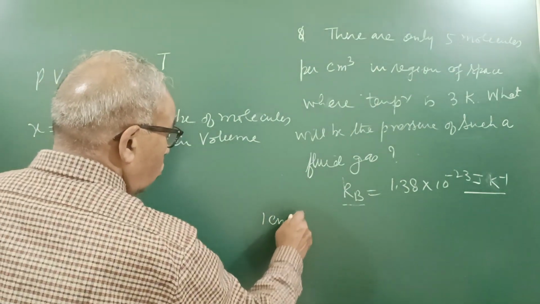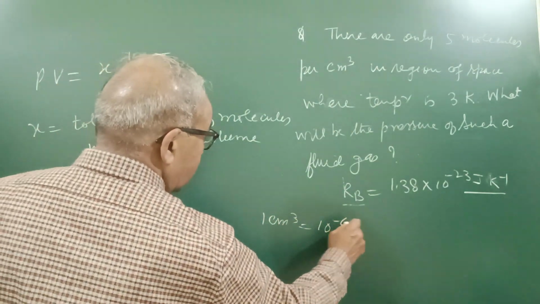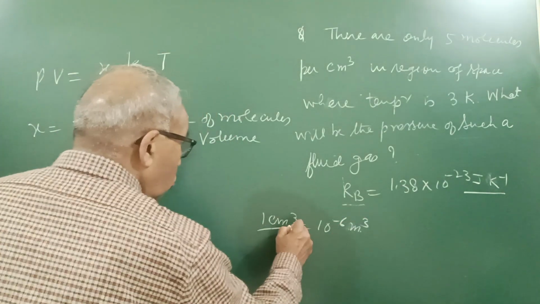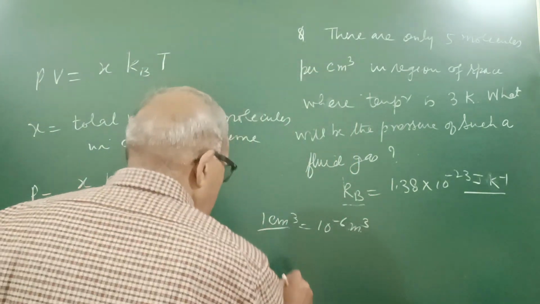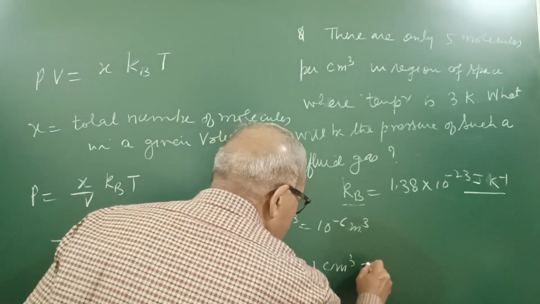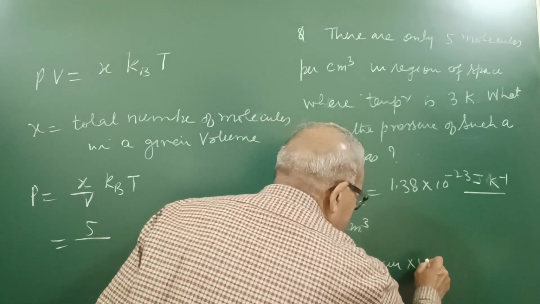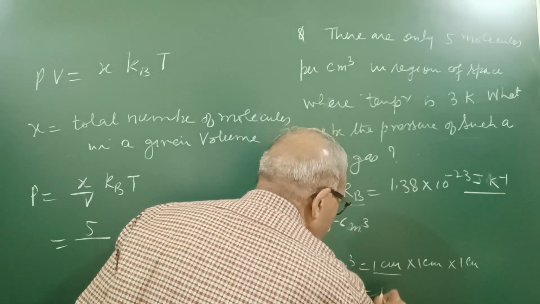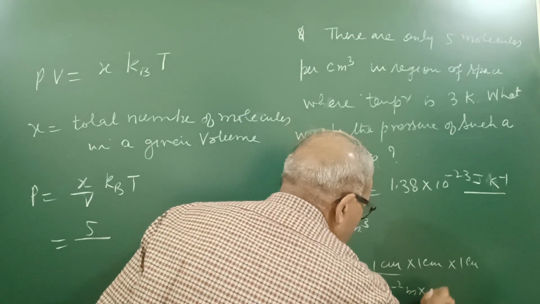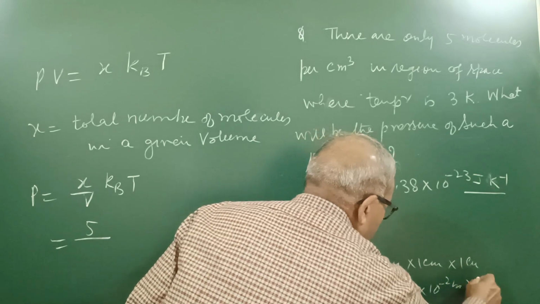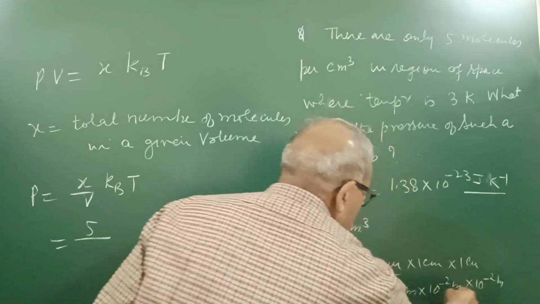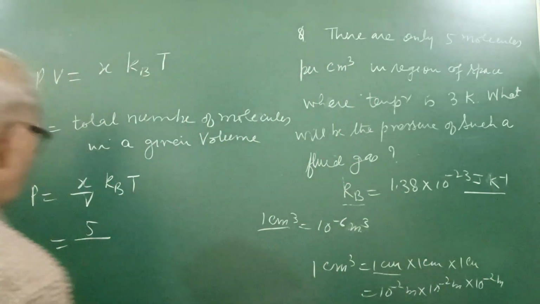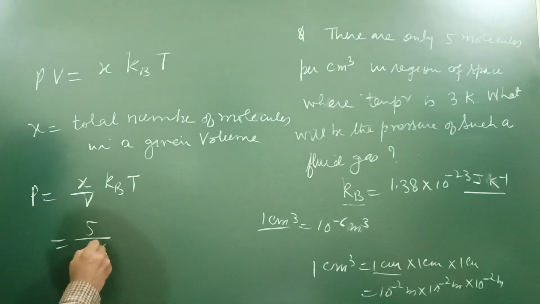1 centimeter cube is equal to 10^-6 meter cube. You know why it is so? 1 cubic centimeter means 1 centimeter into 1 centimeter into 1 centimeter. 1 centimeter is 10^-2 meter, so 10^-2 meter, 10^-2 meter, 10^-2 meter. So meter into meter into meter, meter cube. This product gives 10^-6.